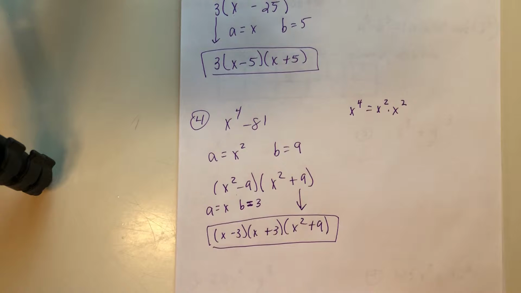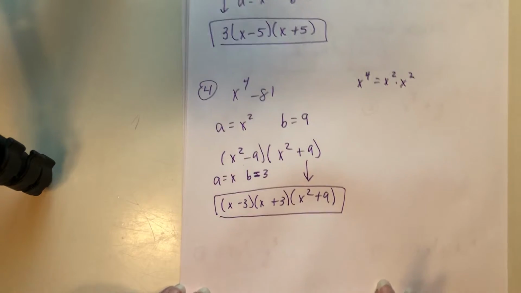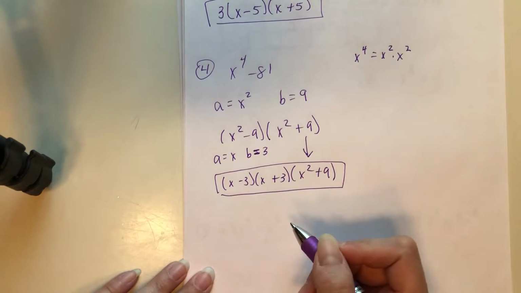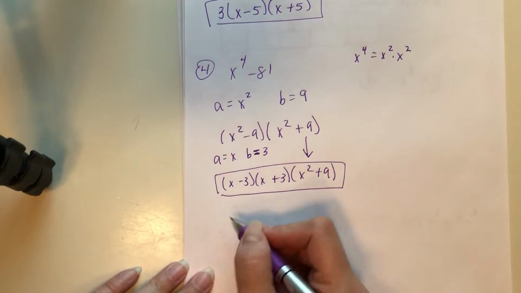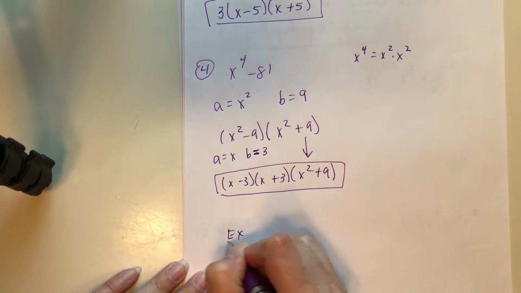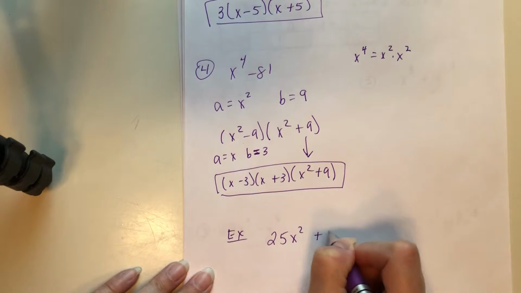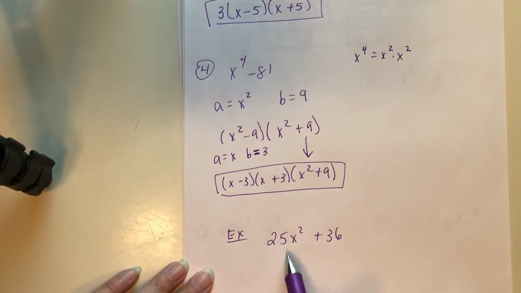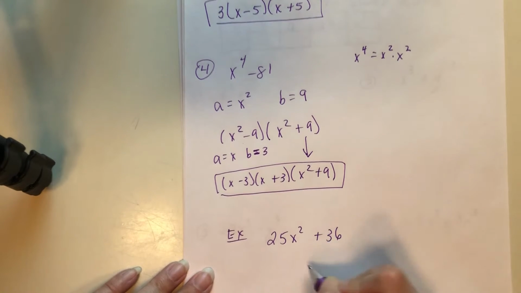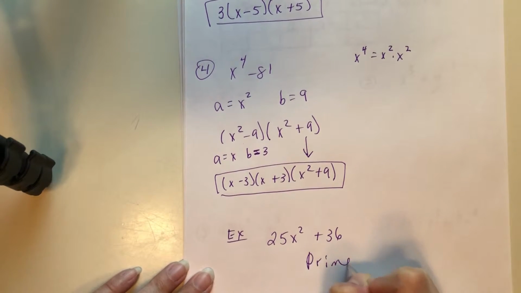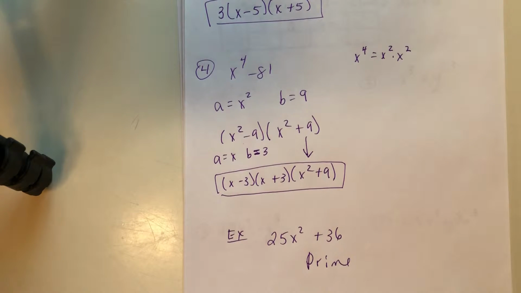So that's how the difference of squares works. If you have a sum of squares, unless it's got a GCF, you can always say that your sum of squares is prime. So for example, if you had, let's say 25x squared plus 36, because this is a perfect square and this is a perfect square and there is no common factor between the two, that one is just prime. The sum of squares is always prime.